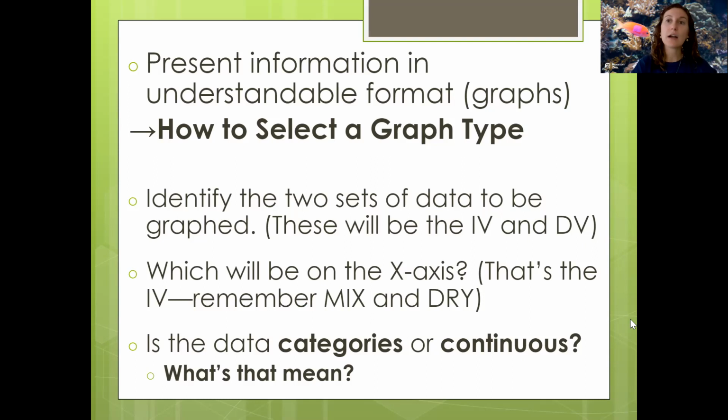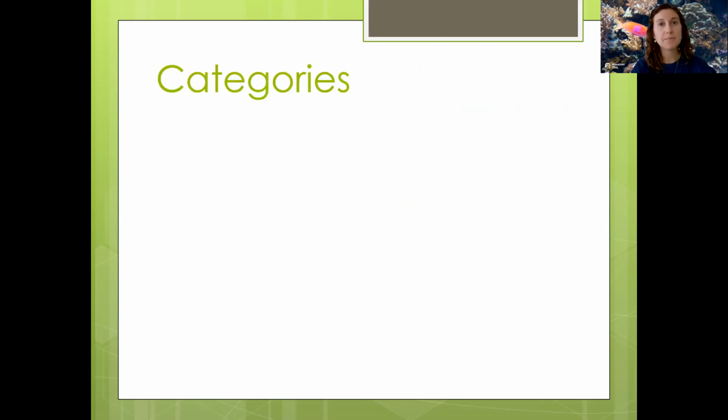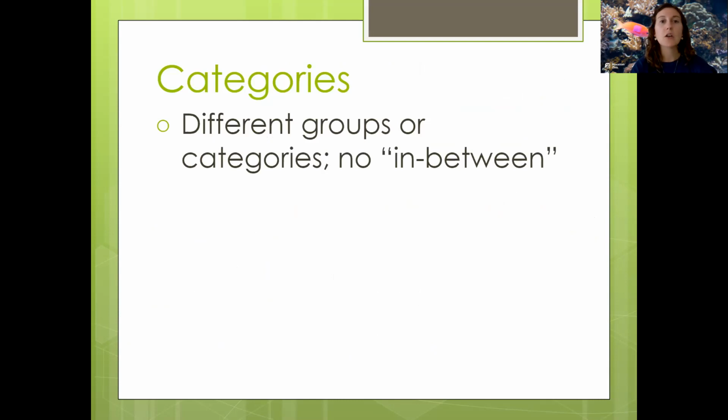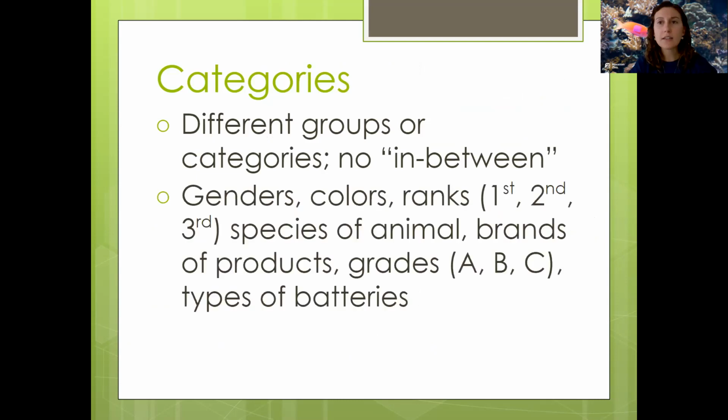That's going to affect what kind of graph we're going to use for our data and what graph is appropriate for the data. So our categories is whenever I have no in between. If the results I'm receiving are like yes or no, or if I'm giving people a survey and the survey has options such as strongly disagree, disagree, no opinion, agree, strongly agree, those are categories. There is no in between each of those. And so because of that, my data is categorical.